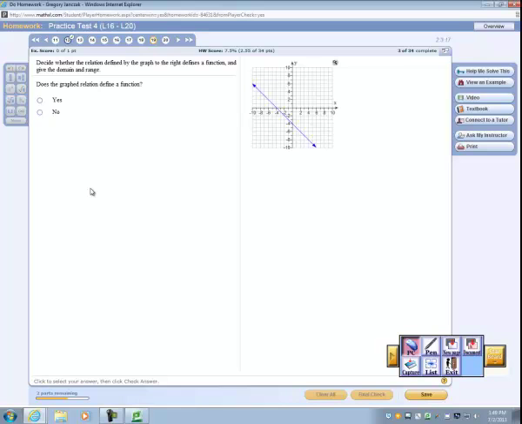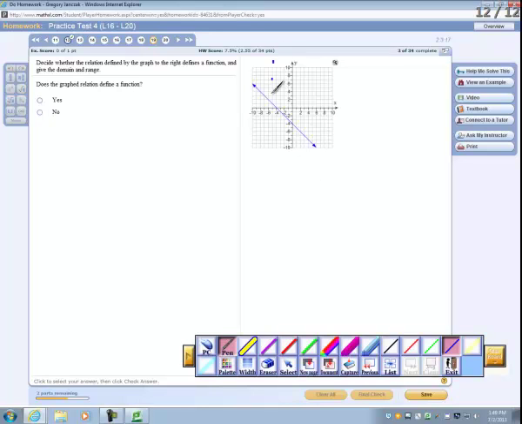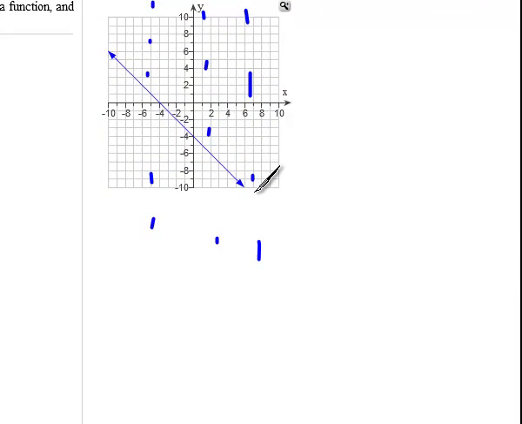Good, the vertical line test. So if we draw a vertical line anywhere, can we say that that vertical line crosses at one and only one point on the graph? Yeah. So can we say this is a function? Yes, we can. Good. Now we wanted to define the domain and the range.